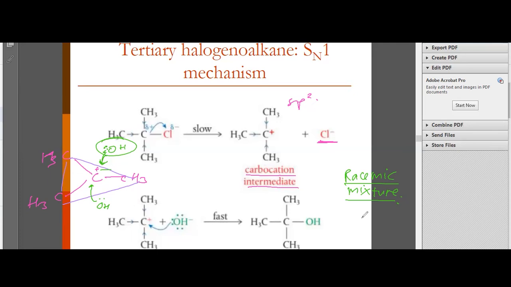I hope you already understand about racemic mixture. It will not rotate the plane of polarised light in the polarimeter, since the rotations cancel out. You have learned about this when we discussed optical isomerism.